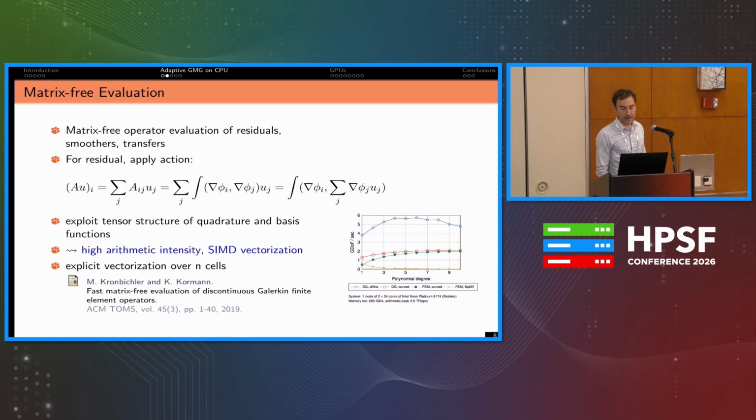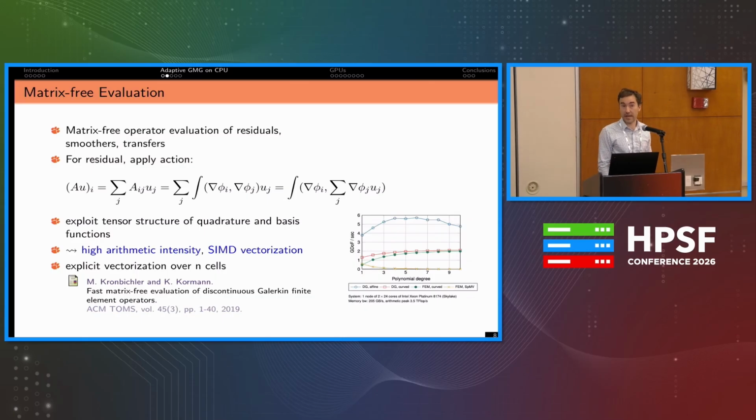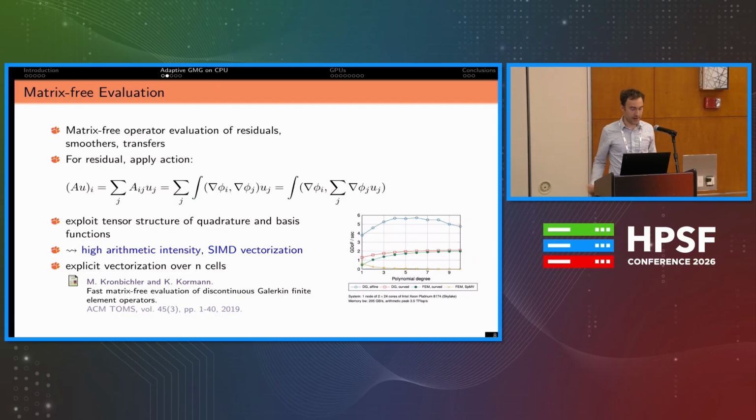And you do all the operations as matrix-free evaluations. And so this is done on the CPU using vectorization and taking advantage of the tensor structure of the finite element space and of the quadrature points, etc., to be able to gain good performance. And it turns out the higher the polynomial degree, the more it is worth it to go matrix-free, because sparse matrices are very inefficient to go to higher order, have many couplings.